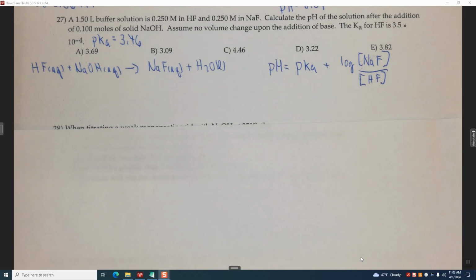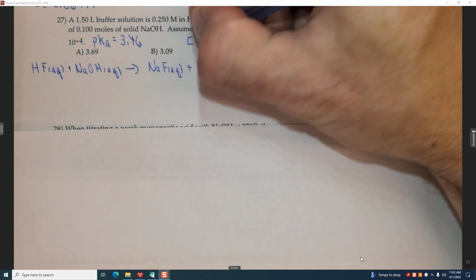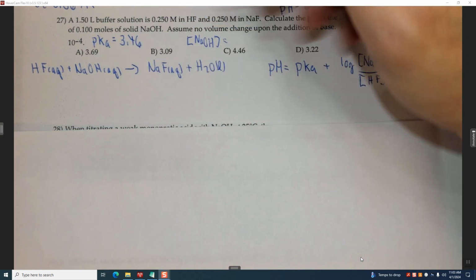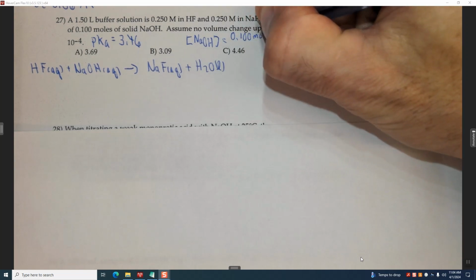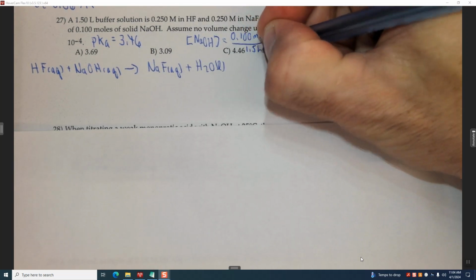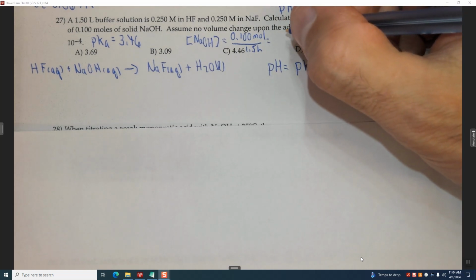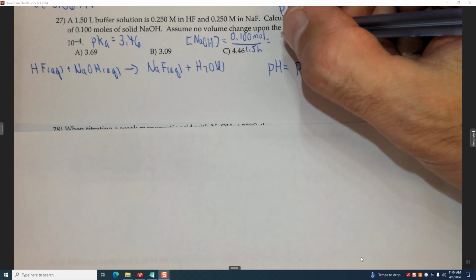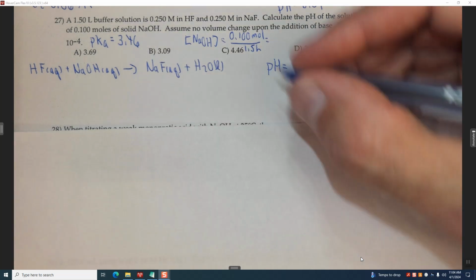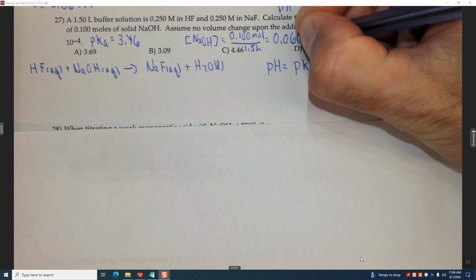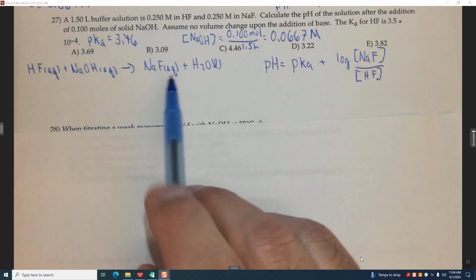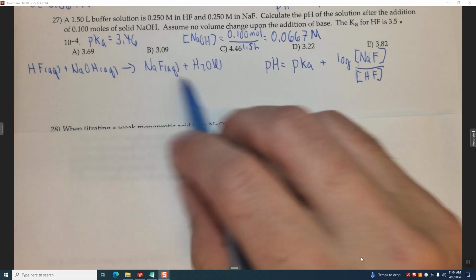The first thing we need to do in order to solve this is find the concentration of the NaOH. The concentration of NaOH is going to be the moles over the liters, which is 0.100 moles divided by 1.5 liters. And when you do that, you find that the concentration is 0.0667 molar.